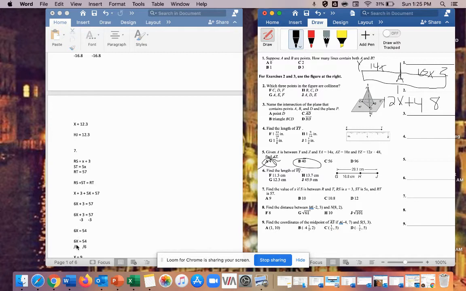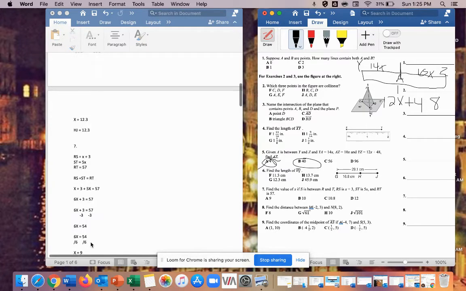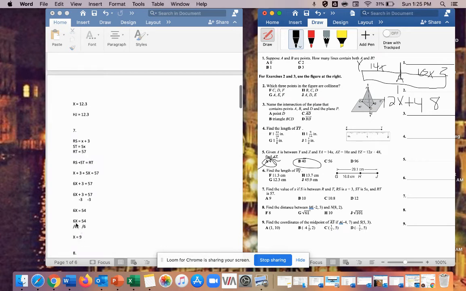So I divide both sides by 6. 6X divided by 6 equals 54 divided by 6. 54 divided by 6 is 9. 6X divided by 6 is just X. So X equals 9. And for this one, it says find the value of X, not RS or ST or anything, so it's going to come out to 9. All right, so hopefully you guys have got this so far. I'm going to keep going here.